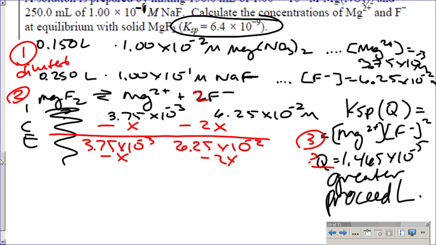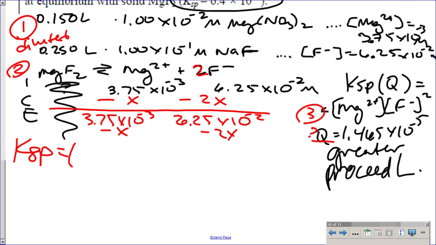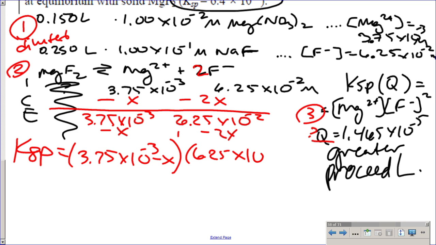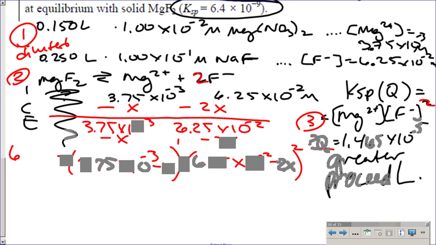Alright, so you're going to plug that into the Ksp expression and solve for x. I would recommend using your solver. Ksp is equal to 3.75 times 10 to the negative 3 minus x to the first, times 6.25 times 10 to the negative 2 minus 2x, squared, as you have over here. You can see squared right there. Equals whatever the Ksp value was, 6.4 times 10 to the negative 9.